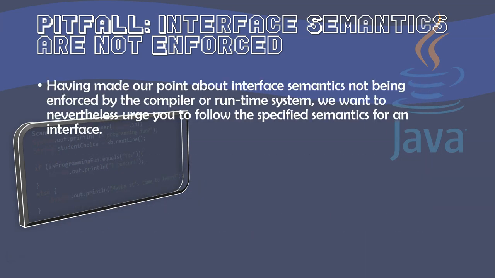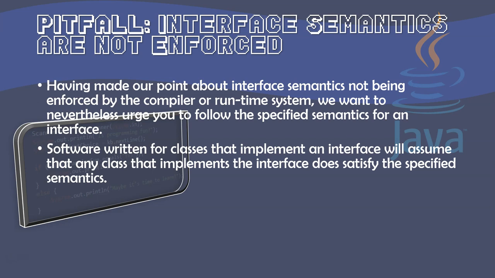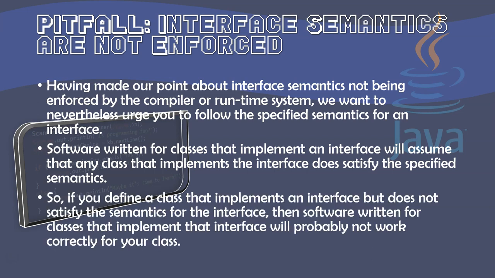Now, having made the point about interface semantics not being enforced by the compiler or the runtime system, it's important to nonetheless follow whatever semantics are specified for that interface. Software written for classes that implement an interface will assume that any class that implements an interface does satisfy and meet the specified semantics. They're going to assume that you can follow those directions. So if you define a class that implements an interface but does not satisfy the semantics for the interface, then software written for classes that implement the interface will probably not work correctly for your class.